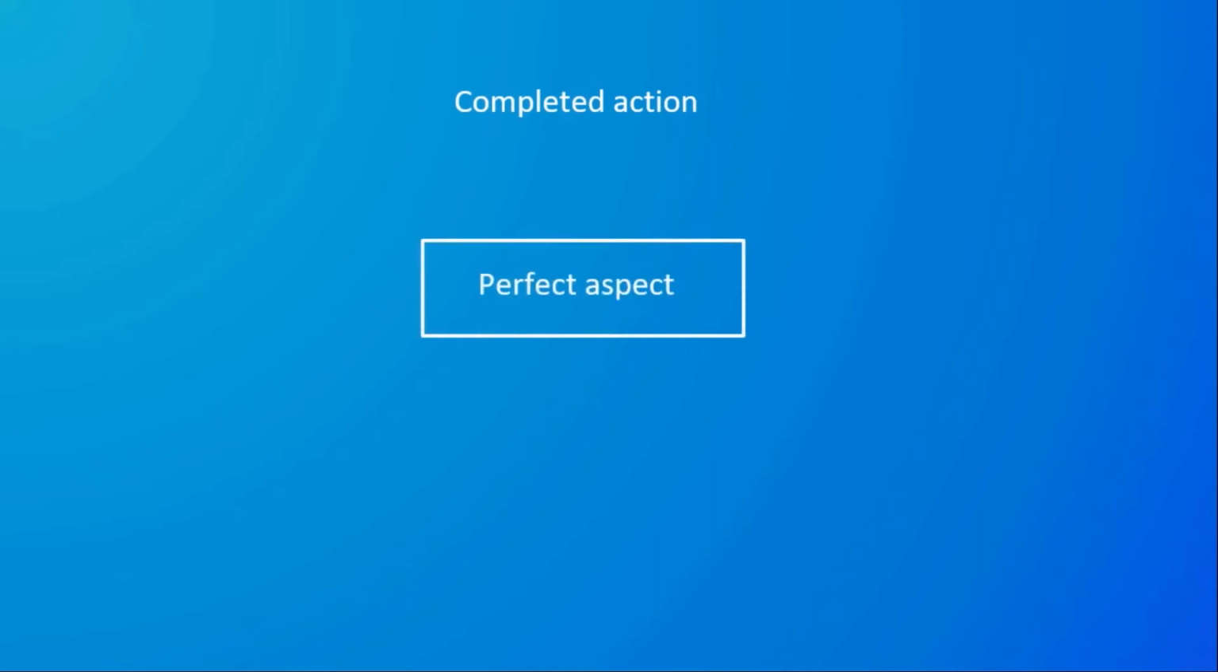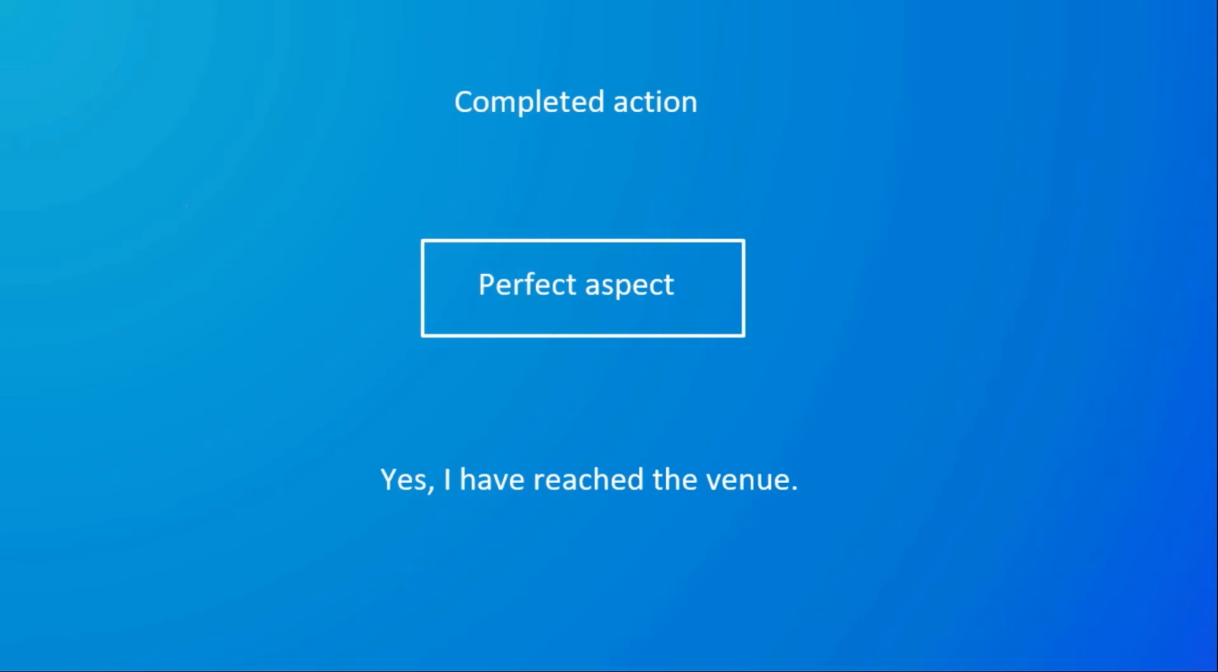If the verb expresses a completed action, that is, an action that is already finished, then we call this the perfect aspect. For example, let's say you're asked the question, "Have you reached the venue?" and you reply saying, "Yes, I have reached the venue." Here, we are talking about a completed action, that is, you have already reached the venue.